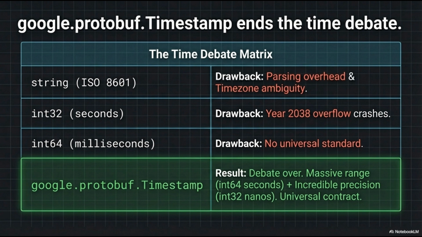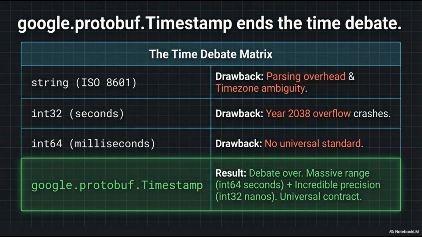So let's talk about timestamp, because using a standardized timestamp is huge. Sure. If I don't use it, I am guaranteed to get into a drawn-out debate with the front-end team over how to format time. Oh, the classic time debate. Yes. Should it be an integer of seconds since the Unix epoch? Should it be milliseconds? Should it be an ISO string? And those debates usually end in parsing bugs.